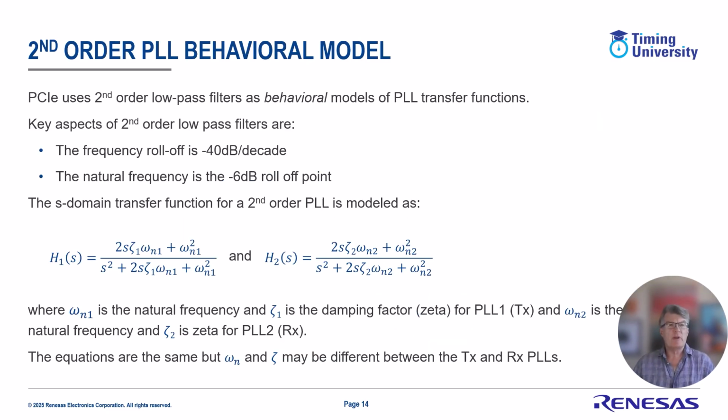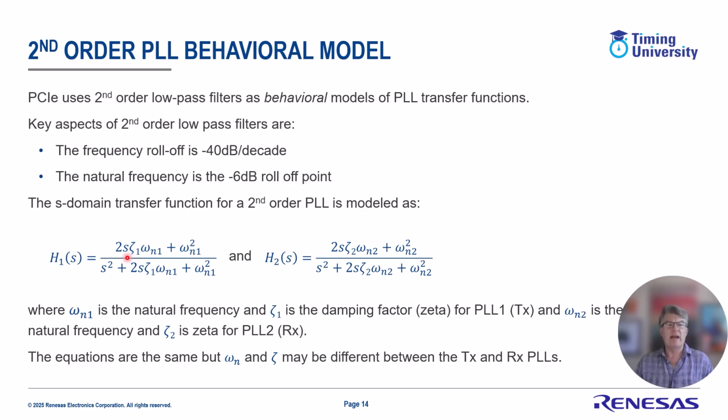So PCI Express uses a second order low pass filter as the behavioral model for the PLL. The key aspects of second order low pass filters are that the frequency roll off is minus 40 dB per decade, and the natural frequency of the filter is actually the minus 6 dB roll off point. The S domain transfer function for a second order PLL is modeled as H1 of S and H2 of S. This is for the TX PLL and the RX PLL. And the only difference between these two formulas are the constants.